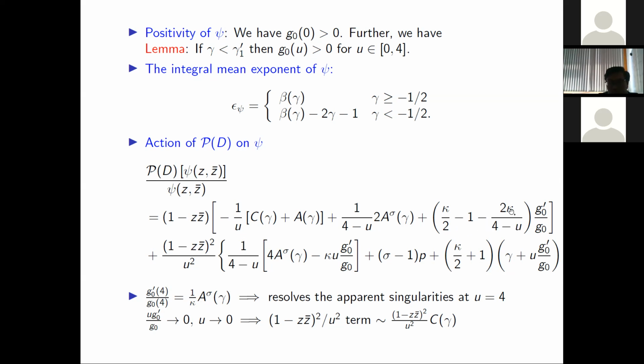Here we have some singular terms at U equal to 4. Since I have assumed that the property will be resolved, this one will not appear. G0 has two singular terms, this term and this term. The second term is equivalent to this, and we see the quadratic function C is here.